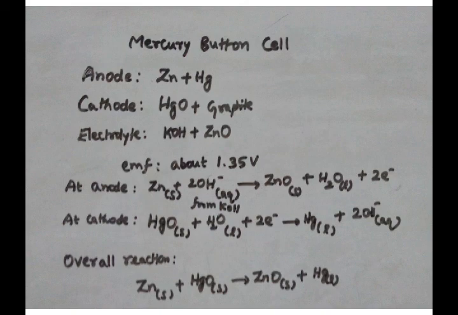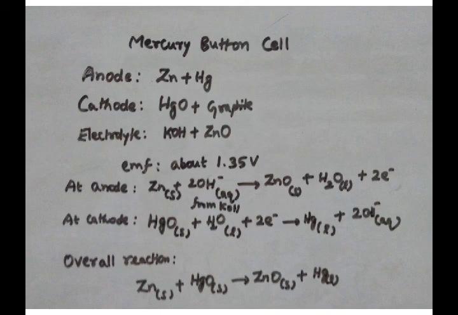Cathode, here we are taking mercuric oxide which is mixed with graphite. Electrolyte, we are taking potassium hydroxide and zinc oxide, made into a paste. Okay. What is the EMF we are maintaining here? About 1.35 volts. There we maintain 1.5 volts.